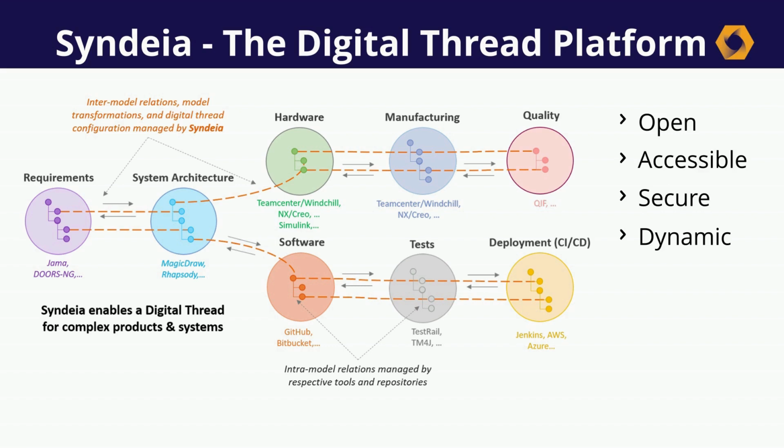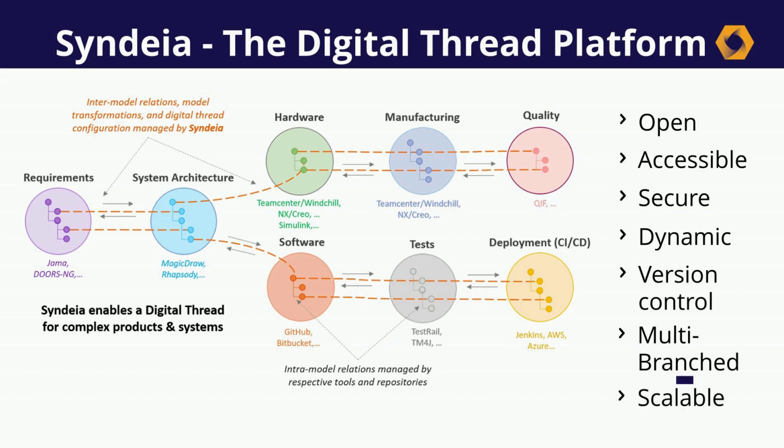At the same time, we'd like to preserve earlier versions so that we can look back, even roll back when needed. We'd like it to be multi-branched so that we can maintain 2 or more versions of the system model in parallel. Finally, we want our digital thread system to be scalable so that it can handle very large systems with many millions of elements. These are the goals the Syndeia digital thread platform is working towards: to deliver programs on time, under budget, and with first-time quality.